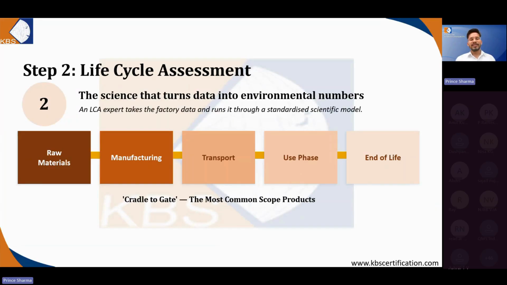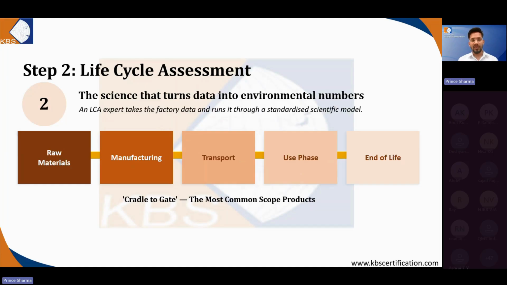After collecting the data, you do the life cycle assessment for that particular product in accordance with the PCR for that product category, and then you try to use the science and turn that data into environmental numbers with some software or by other means, right? And in that there are some phases. As we have already discussed in our previous webinar, I will again say that there are some stages of the life cycle assessment, and that will be suggested by the PCR. So what are those stages?